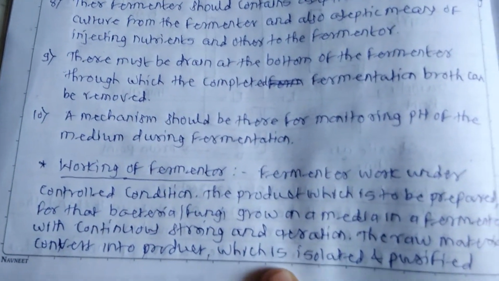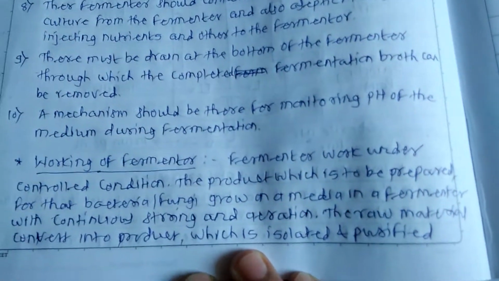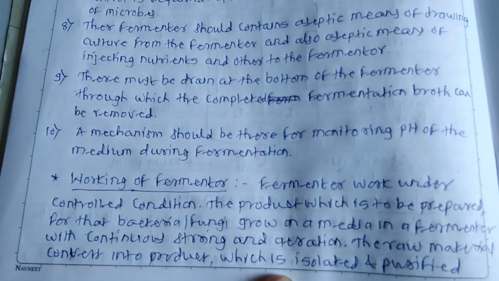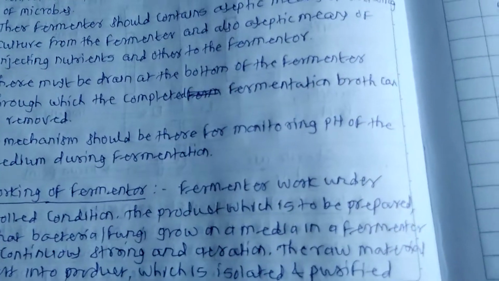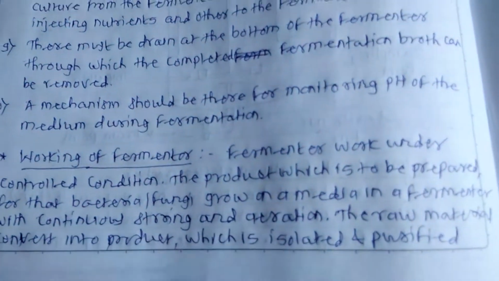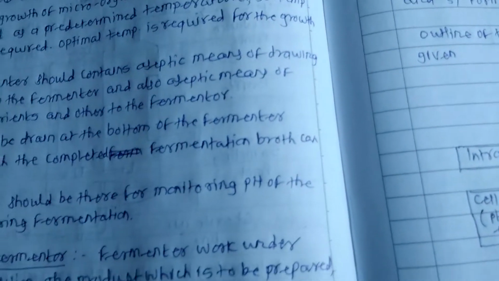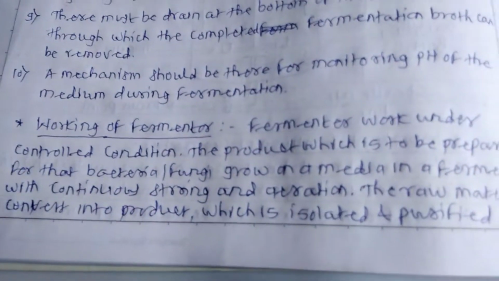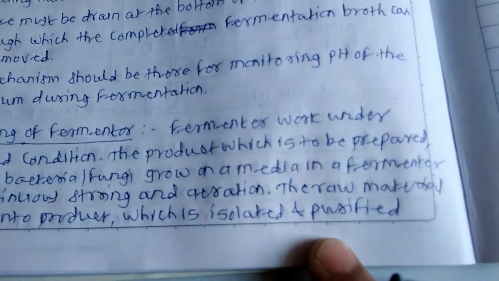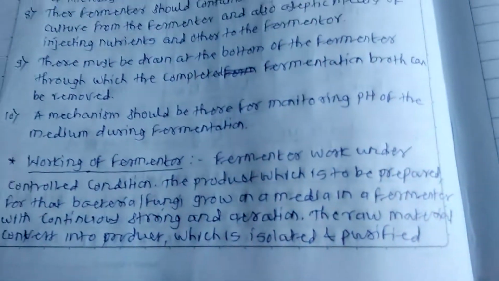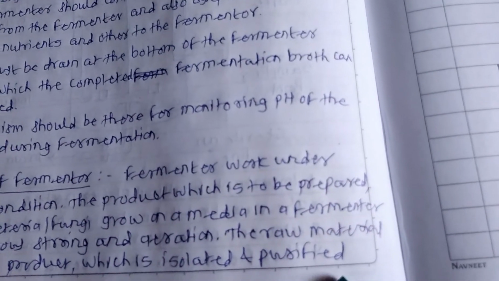Under these controlled conditions, the microorganisms grow in the fermenter, and the raw materials are converted into our required product, which is now called a fermented product. This is the basic working of fermentation. After the process is completed, the product produced in the fermenter is isolated and purified.